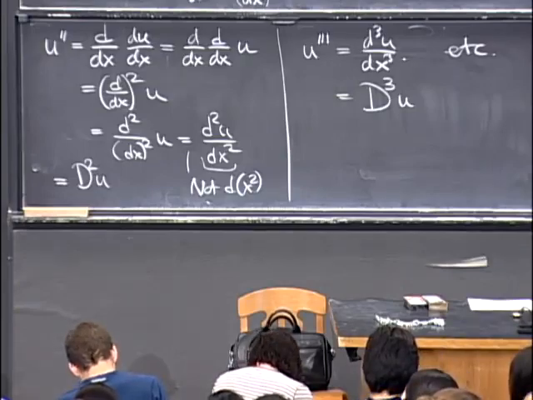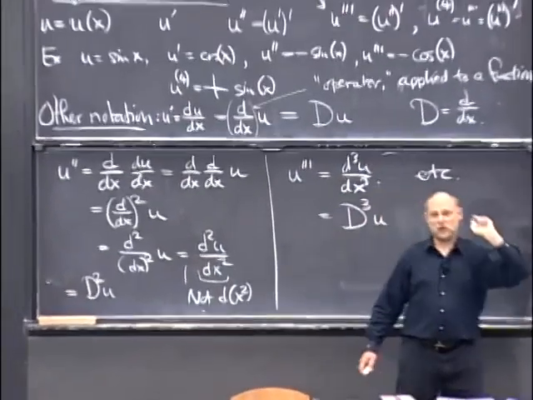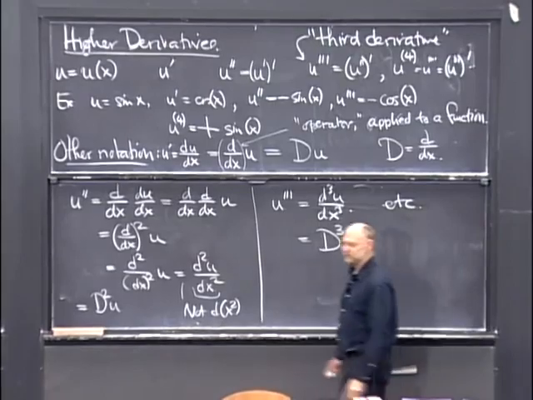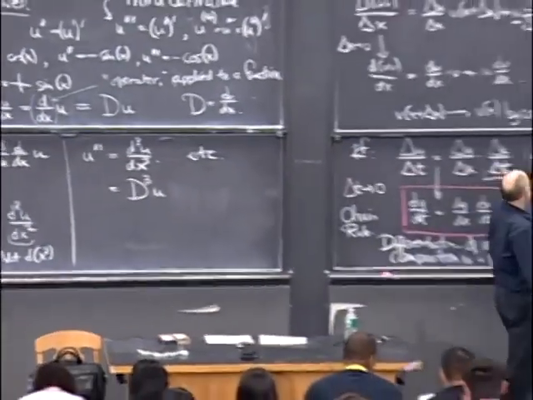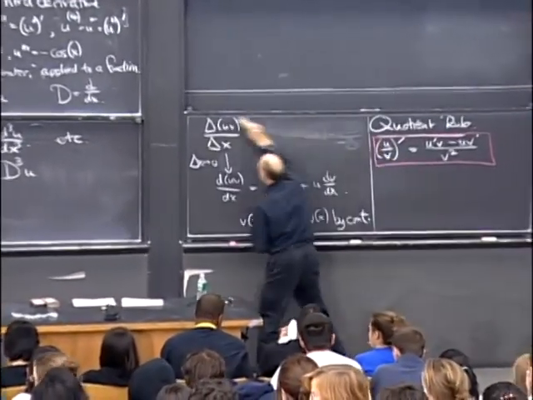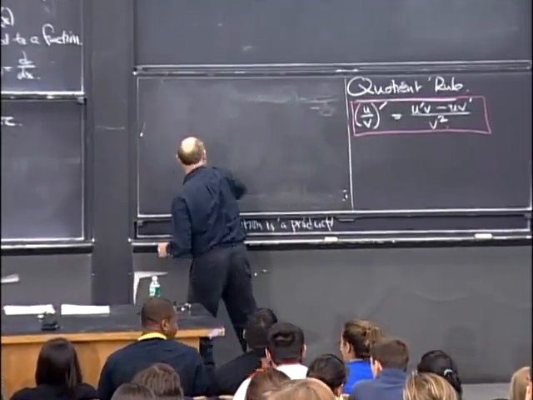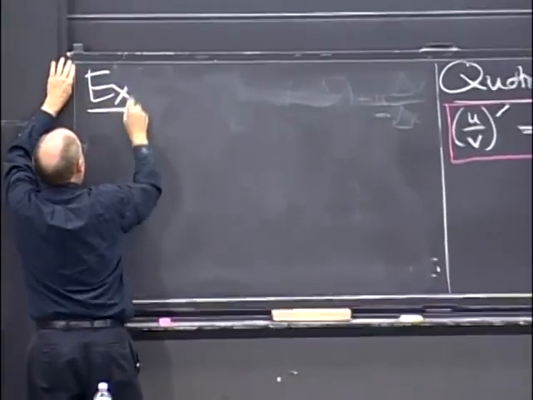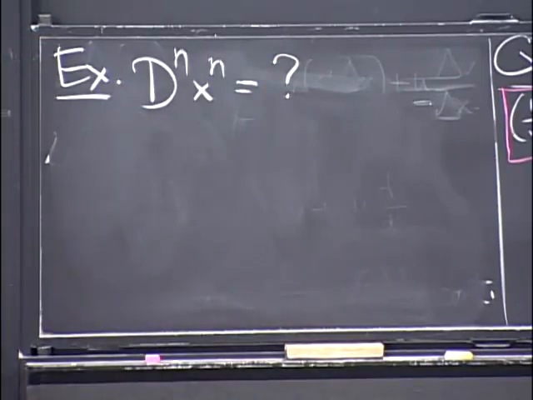No. So the question is whether the fourth derivative always gives you the original function back, like what happened here. No, that's very, very special to sines and cosines, right? And in fact, let's see an example of that. I'll do a calculation. Let's calculate the nth derivative of x to the n. Okay, n is a number like 1, 2, 3, 4.